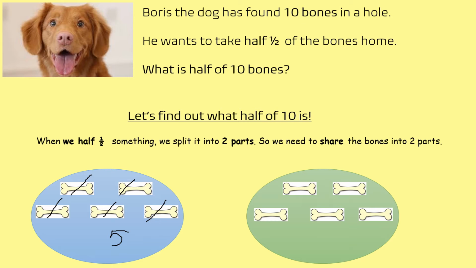The next group should have exactly the same, because when we halve something, it should be exactly the same. So let's find out how many the green group has. 1, 2, 3, 4, 5. Fantastic. Well done, children. We did a brilliant job, because we have found out what half of 10 bones is.